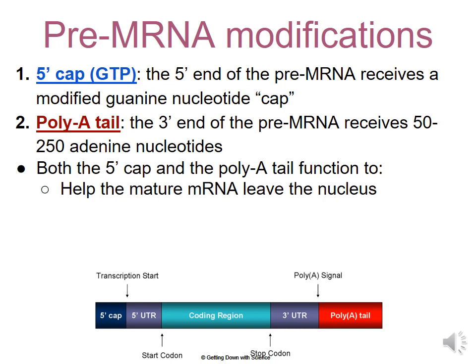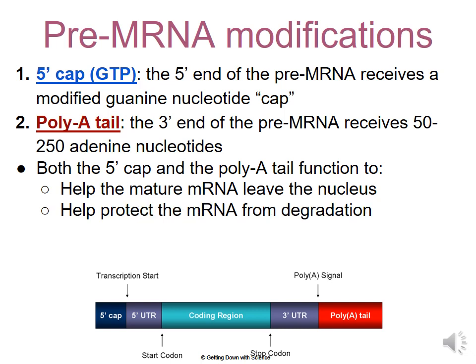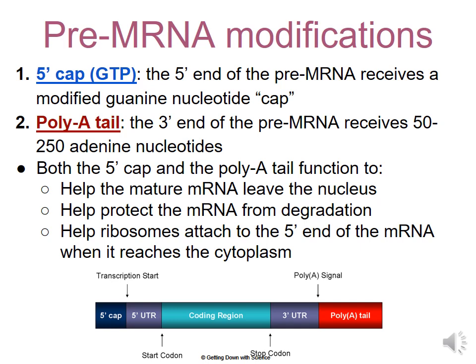Both of these help the mature mRNA leave the nucleus without damaging the gene we need. It helps protect from degradation. And it will also help the ribosome actually attach to that 5' end, so that we can then use it to build the protein. So it's really important to add these 2 pieces to the end.